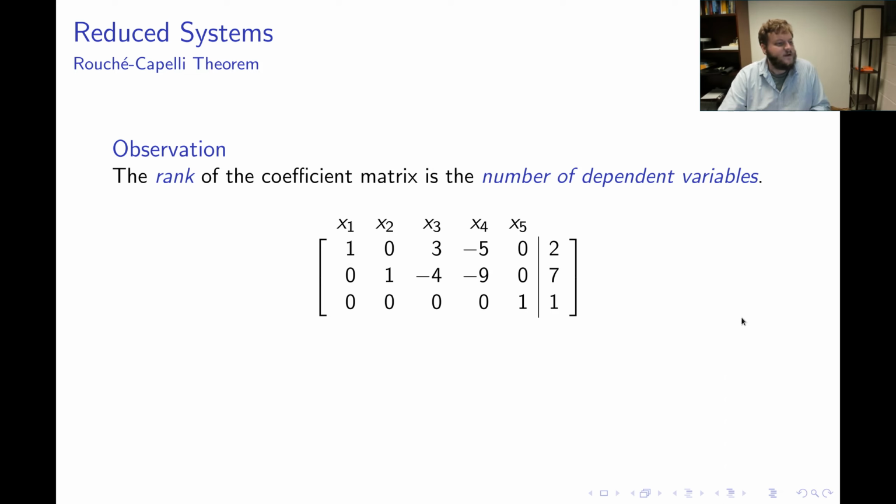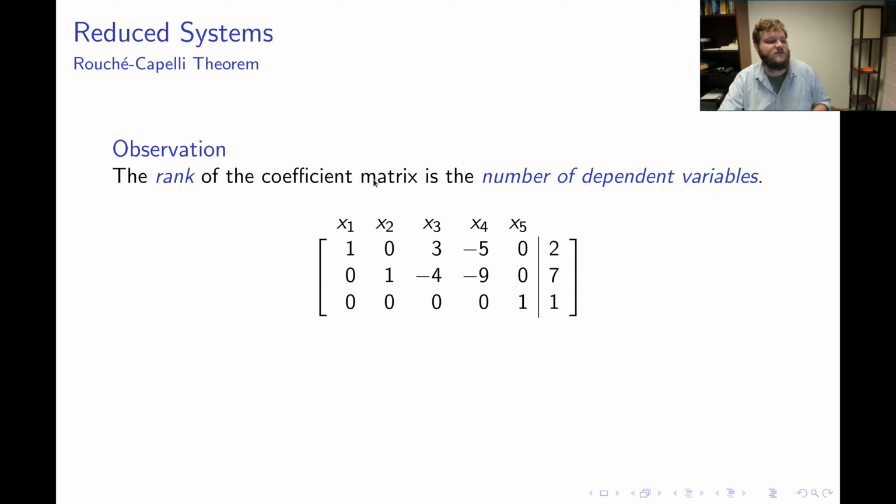Great. Now, when we're studying a system that's in reduced row echelon form represented as an augmented matrix, the rank, remember, is the number of pivot columns. And if we think about what that means, well, remember, the dependent variables are the ones that correspond to pivot columns.